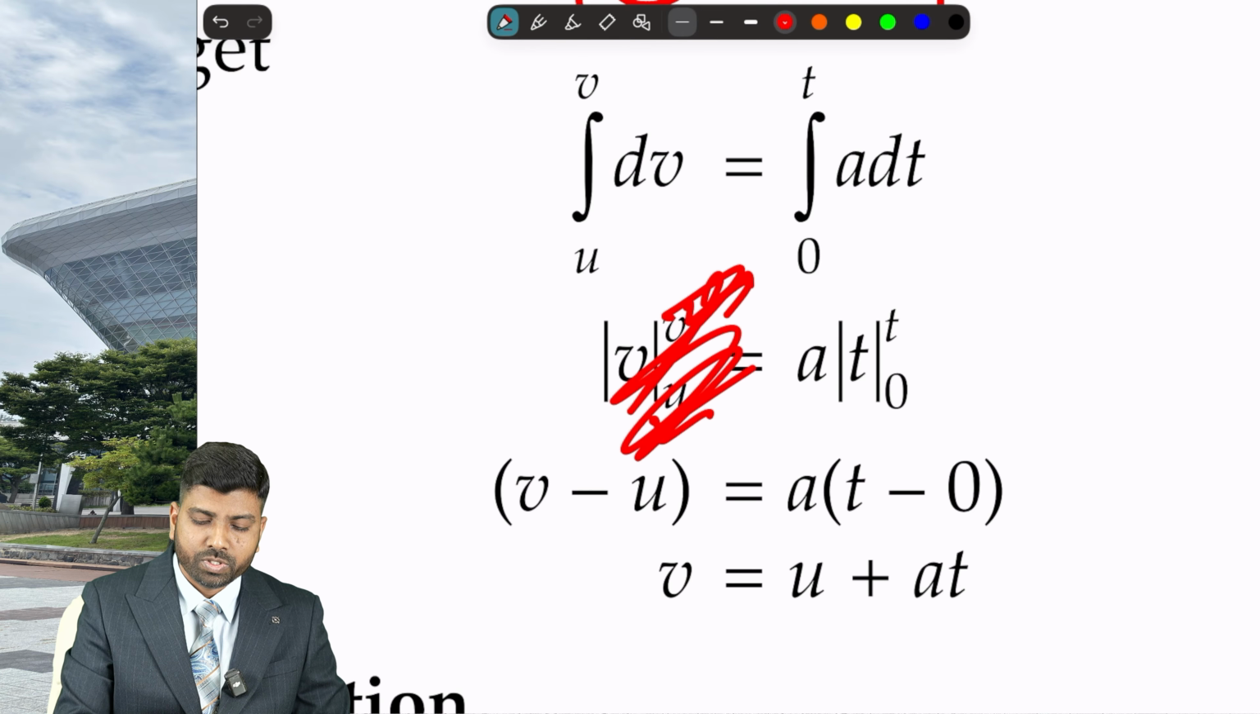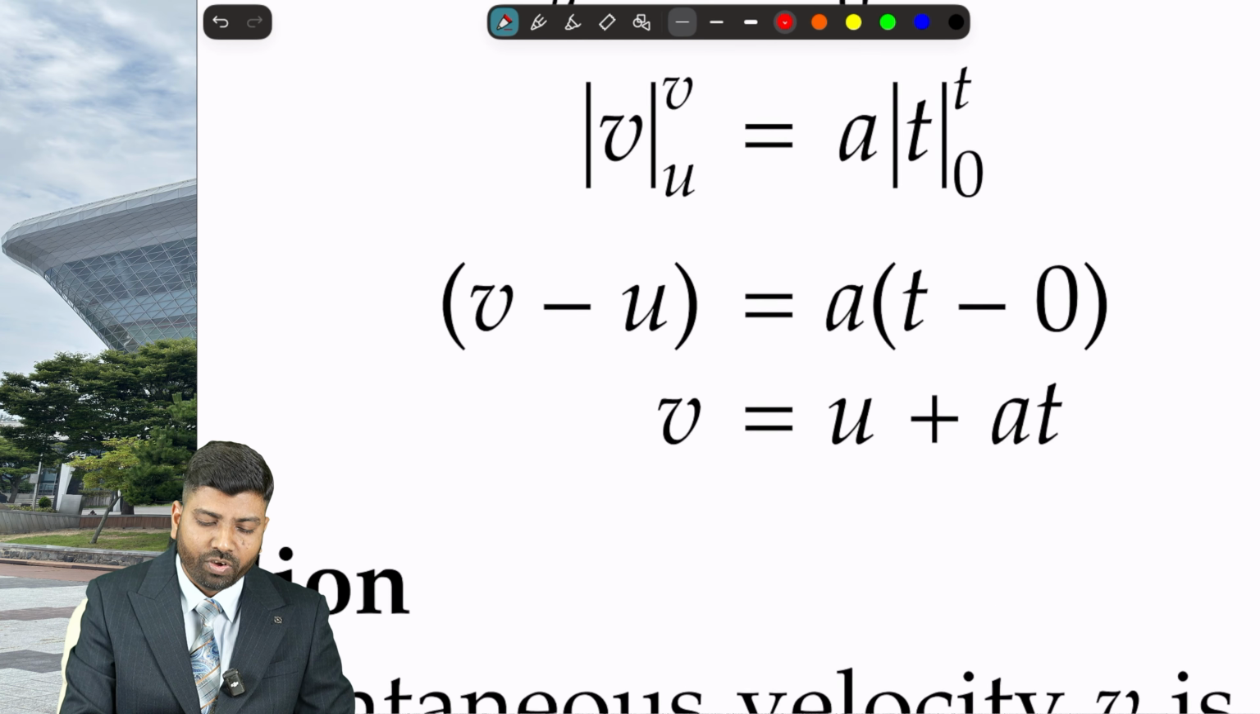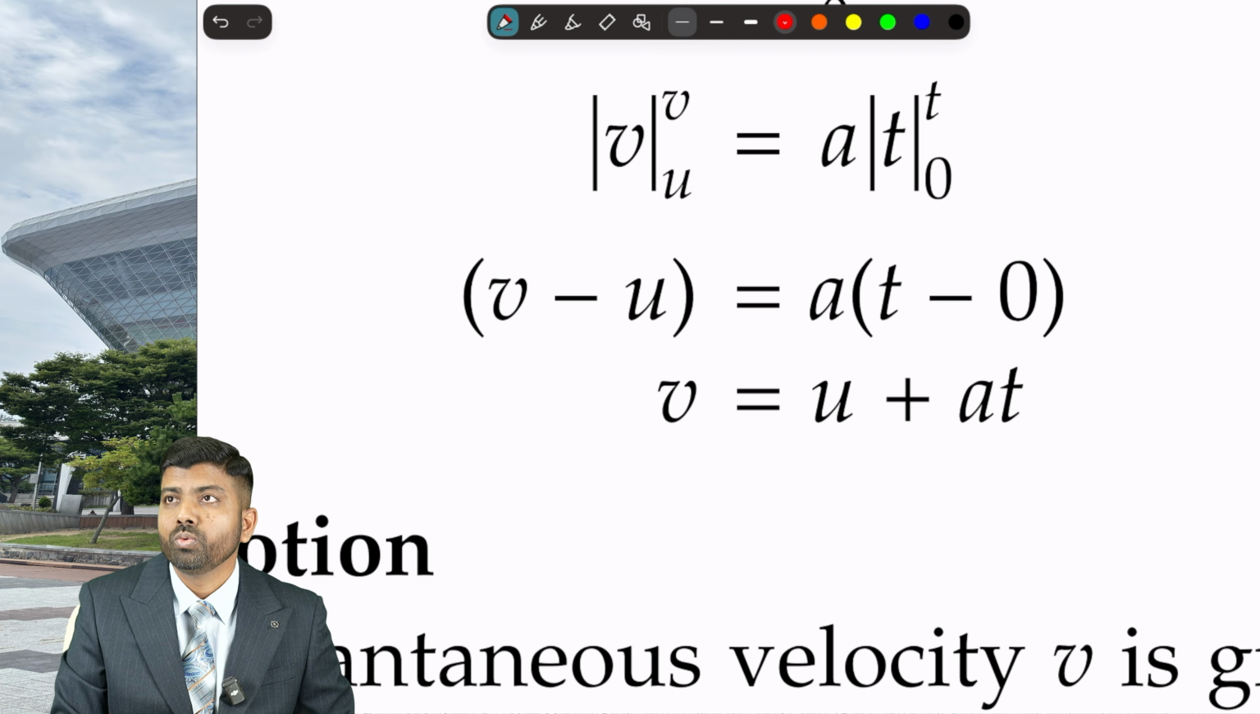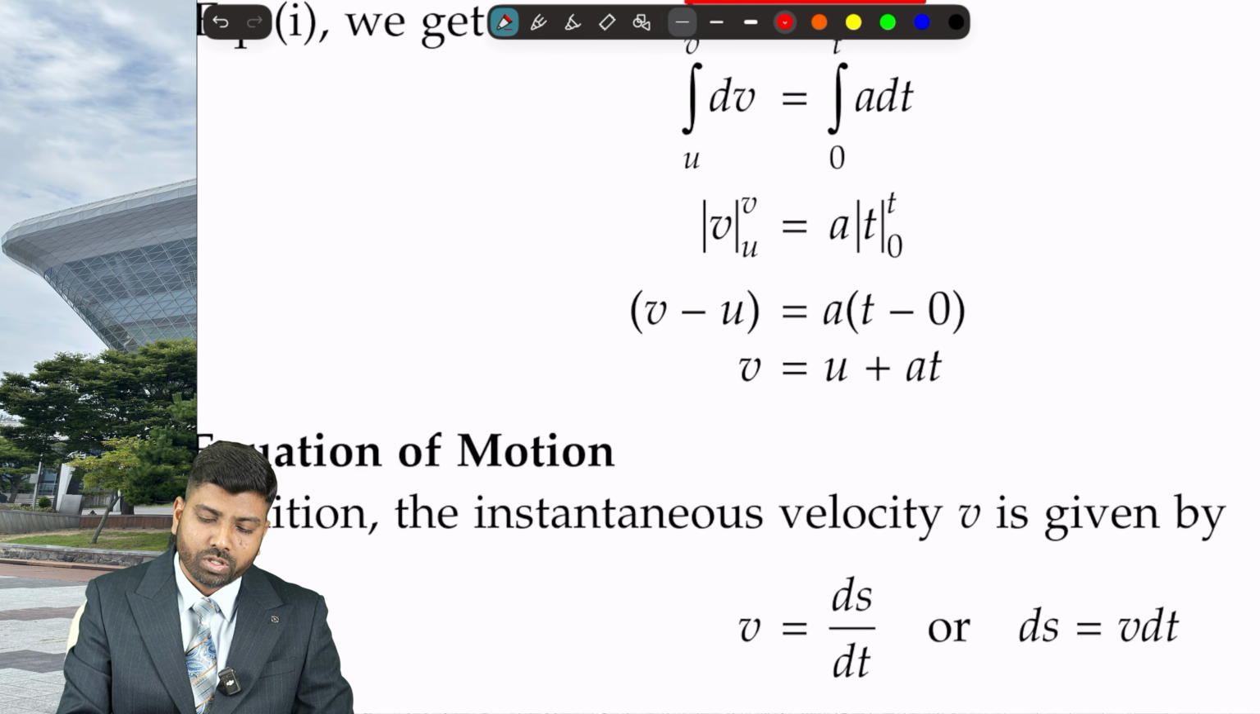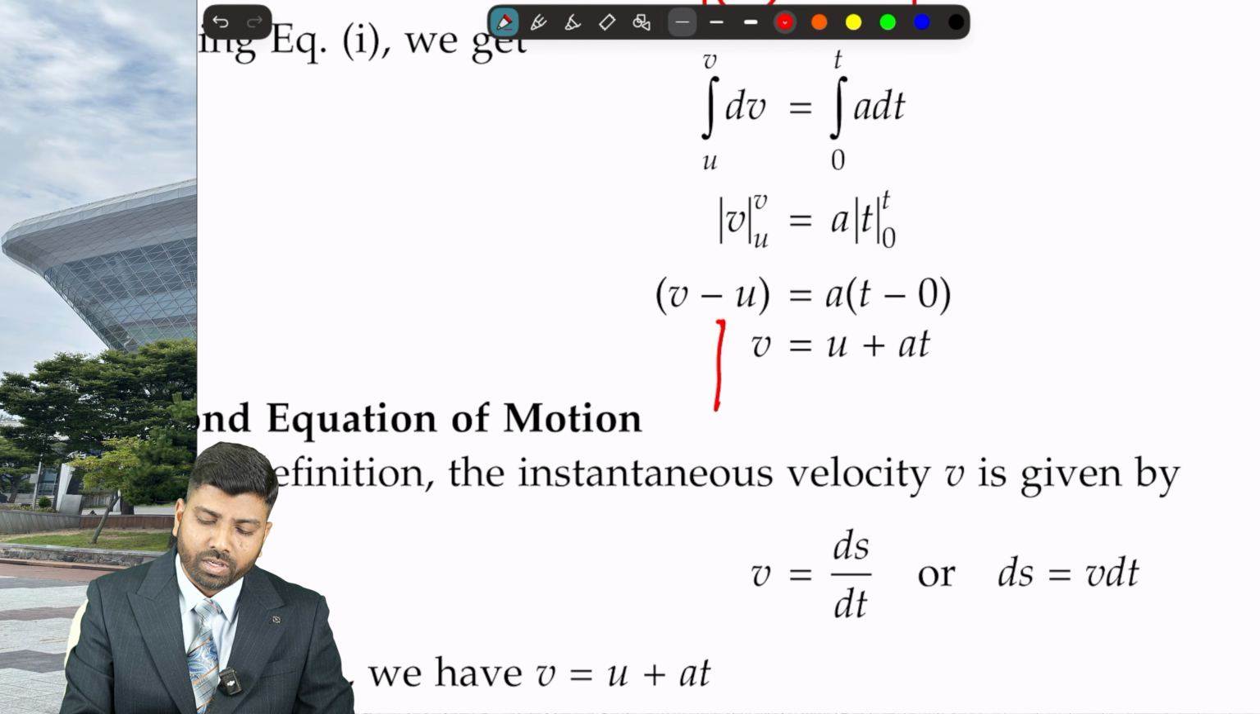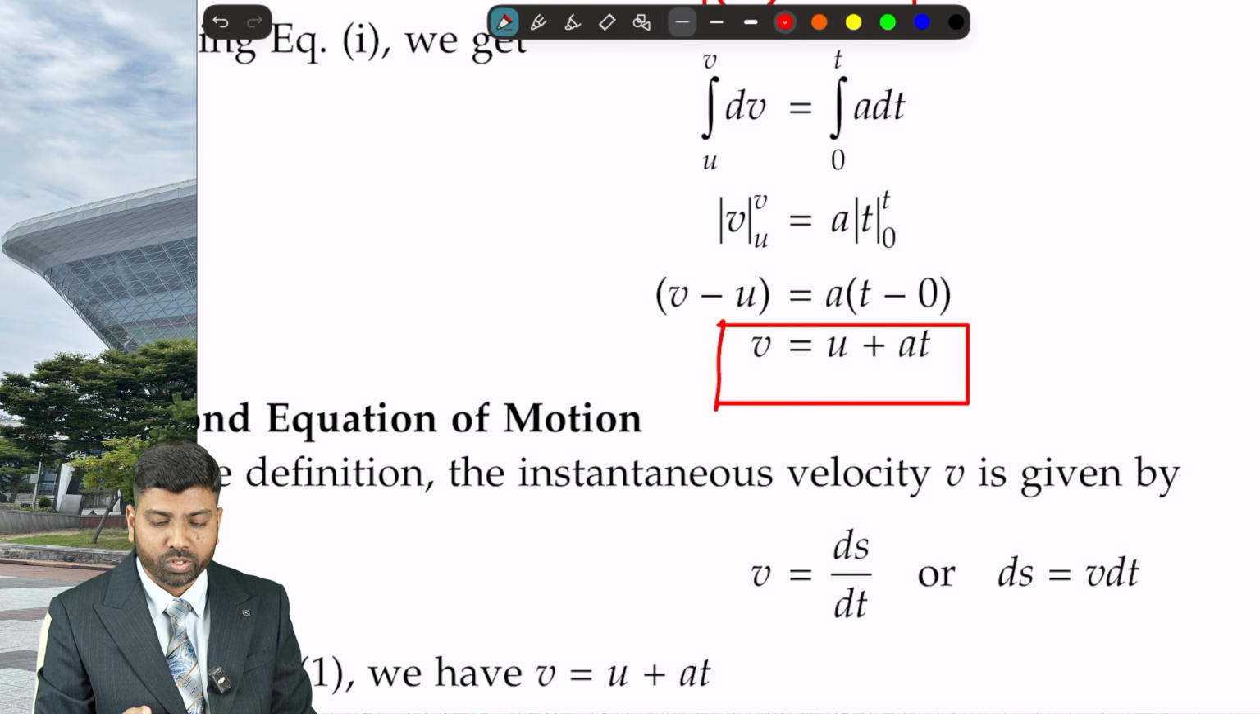After substituting the upper limit and lower limit, we find v minus u equal to a into t minus 0, right? So finally we find v equal to u plus at. This is Newton's first equation of motion.